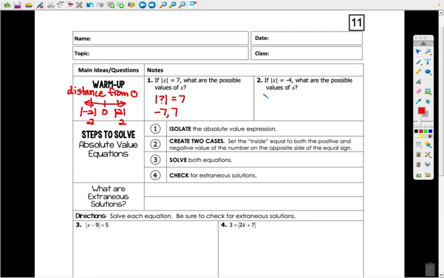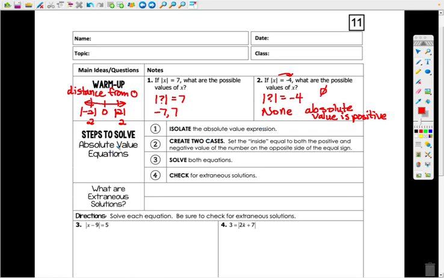This time I'm asking what possible number would give me an absolute value of -4. Hopefully you know that it would be no number, because absolute value cannot be negative. Absolute value will never be negative, it will always be positive. So if a question has the absolute value bars equal to something negative, then you know there is no solution.